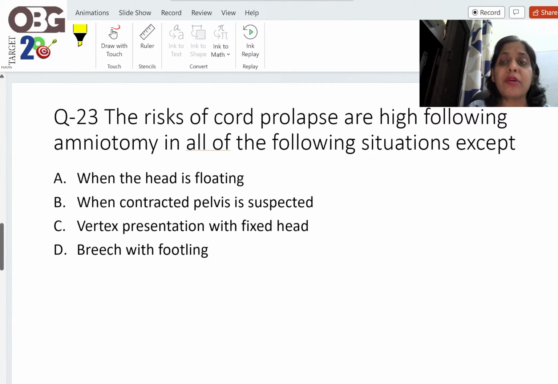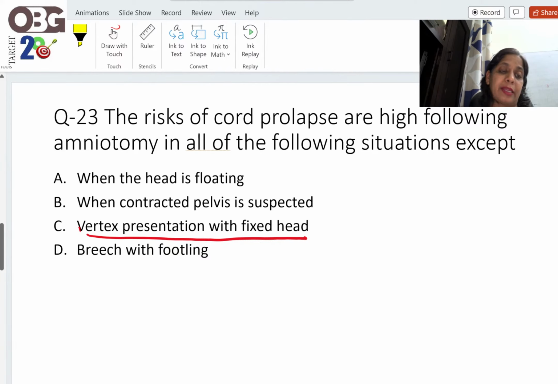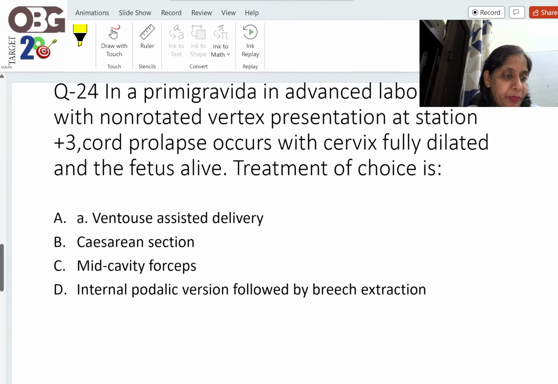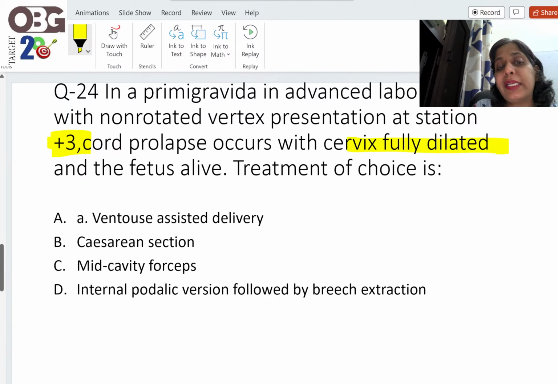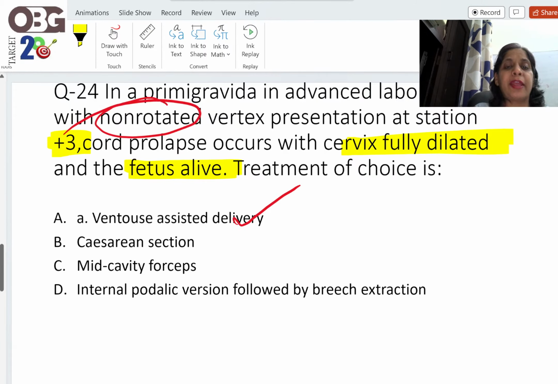Very good, Nimra. The risk of cord prolapse is highest when the head is fixed. So the answer is vertex presentation with fixed head, because if the head is fixed, there will be no space at all. Next is treatment of choice in the case of cord prolapse with the station at +2 and fully dilated. Here the station is +3, fully dilated and the fetus is live. It is written non-rotated, so the answer will be ventouse.